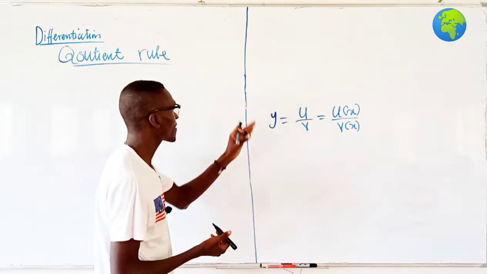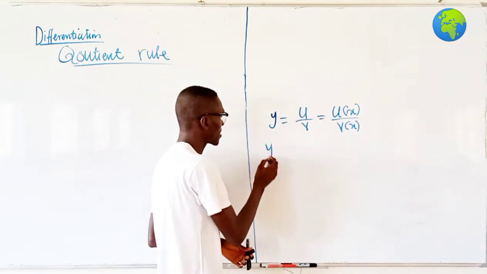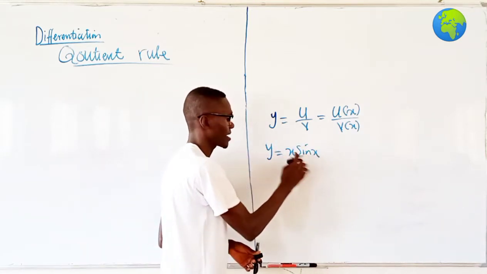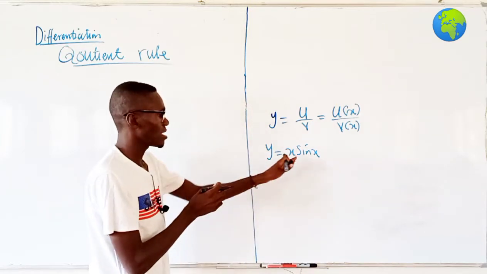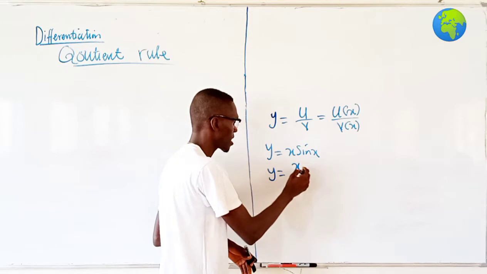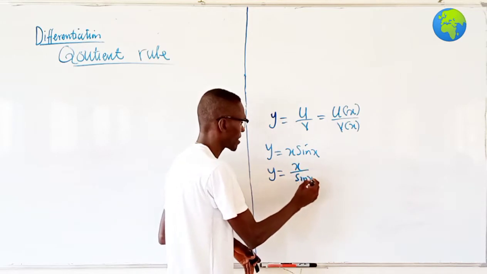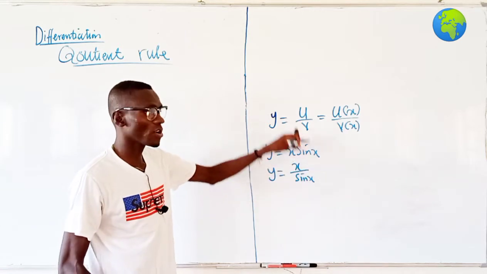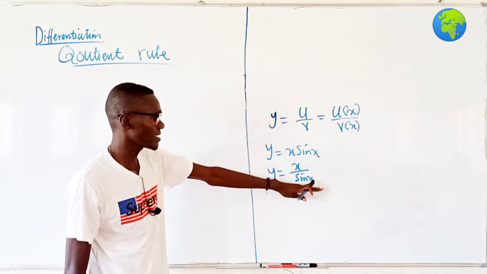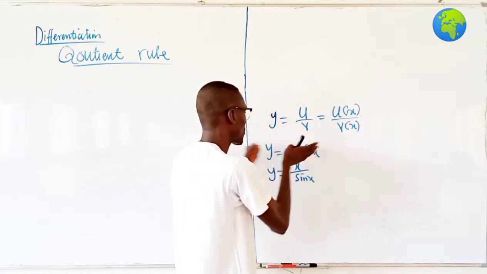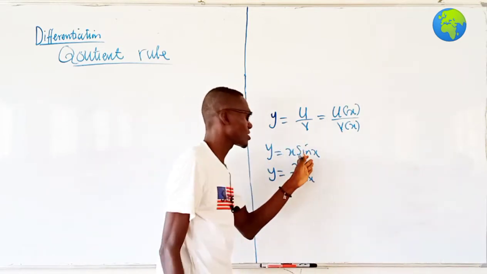In the past videos, we were talking about how to differentiate x sine x, which is the product rule, right? So what happens when it's y equals x over sine x? You can see it's a different form, right? Because we have x in the numerator, we have sine x in the denominator. Unlike the last one we were talking about, x on the left and sine on the right.